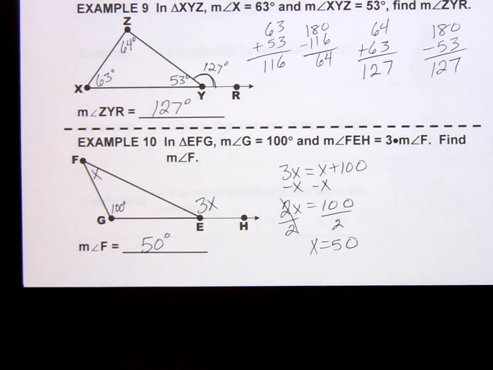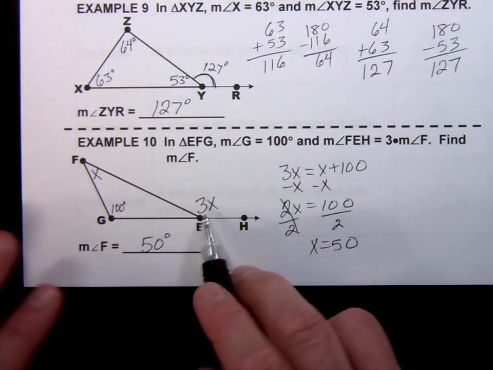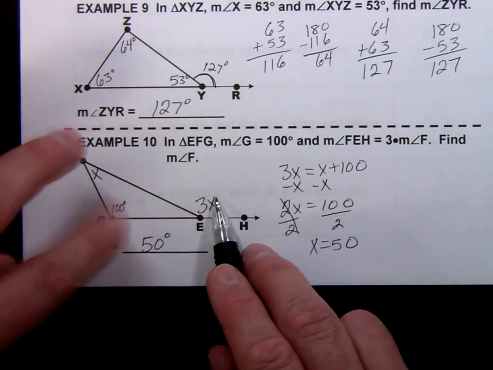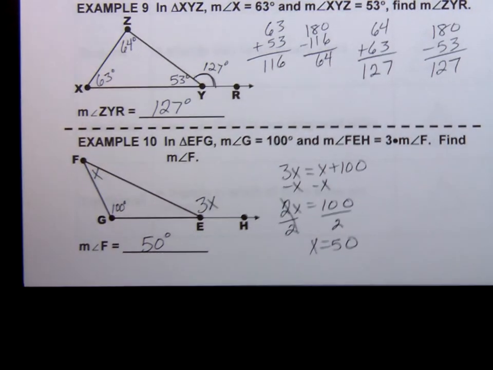And you can double check yourself if you need to. 3 times 50 would be 150. And 100 plus 50 would be 150. And that's the end of those notes.